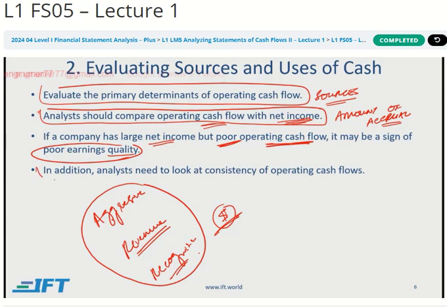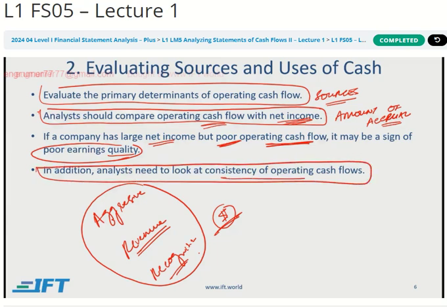And then lastly, what the analyst should look into is the consistency of operating cash flows, that it should be consistent with your income, it should be consistent with your revenue. It should not be that your revenue is stable and growing, your income is stable and growing, and then your cash flows are completely unstable. So that, of course, would be another red flag.